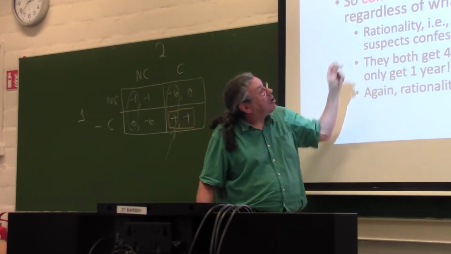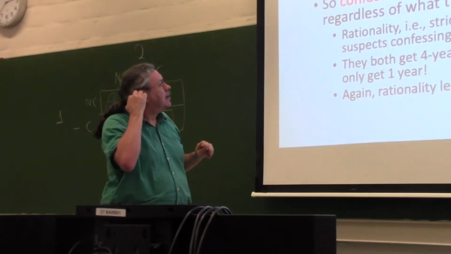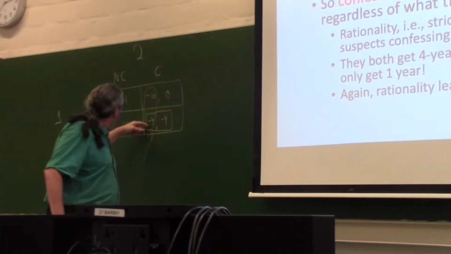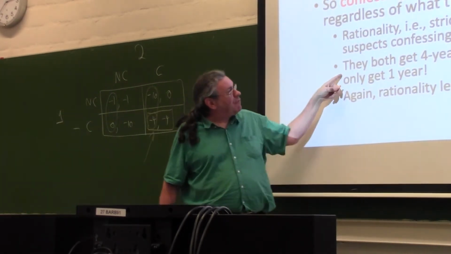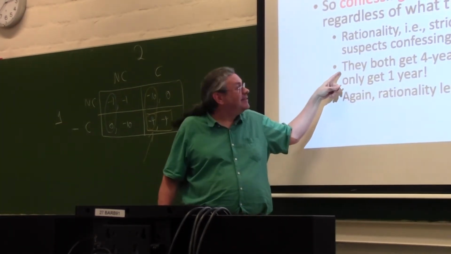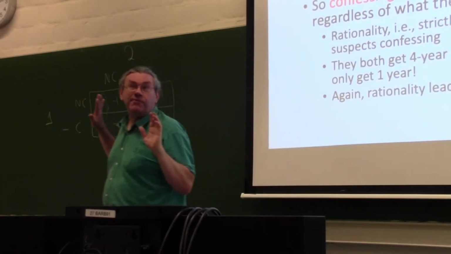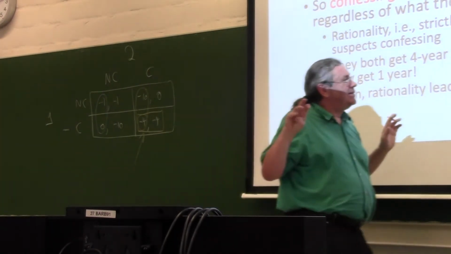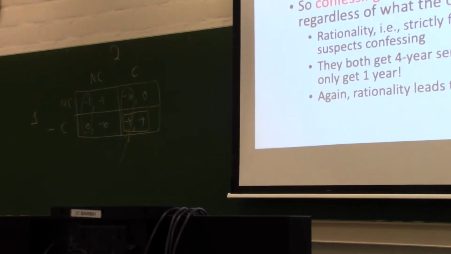Confessing is strictly dominant. It's always the best choice. Okay? So that's rationality. Rationality means that you pick the highest number always. They both get 4 years in prison. But if they would have stayed silent, the police would have no proof and they would only have 1 year. But that's not, from rationality, that's not good for them. Okay?